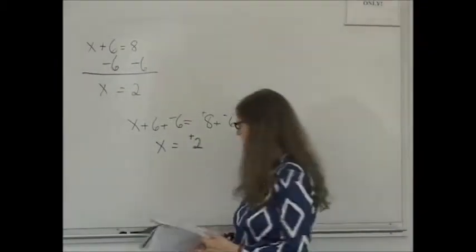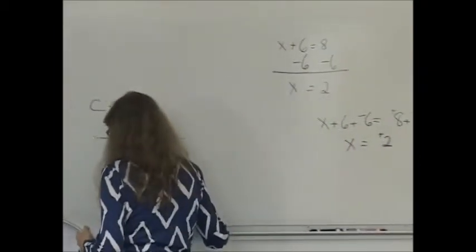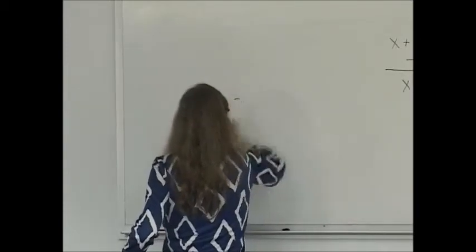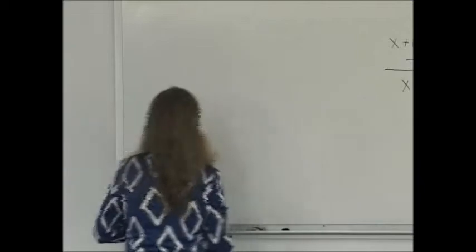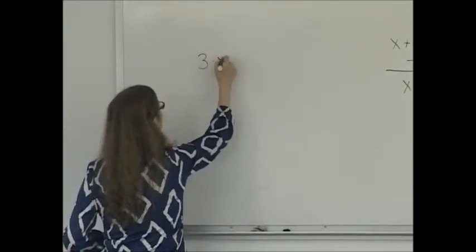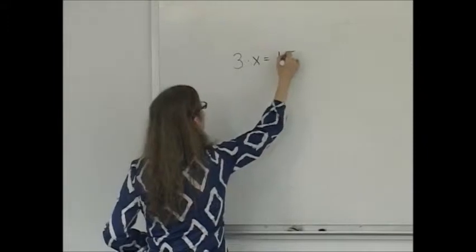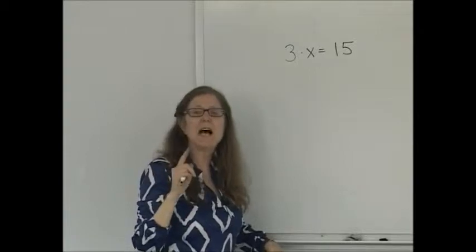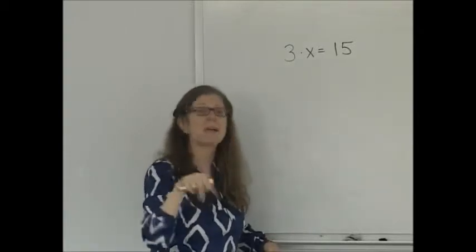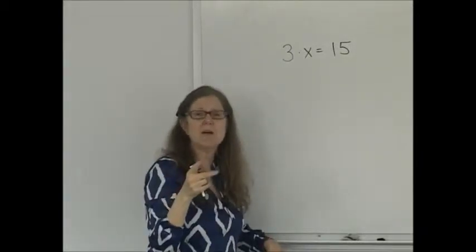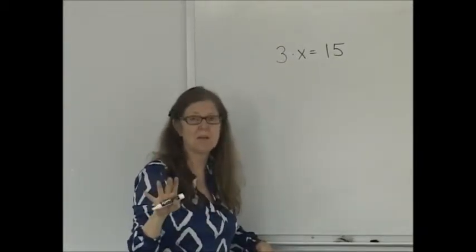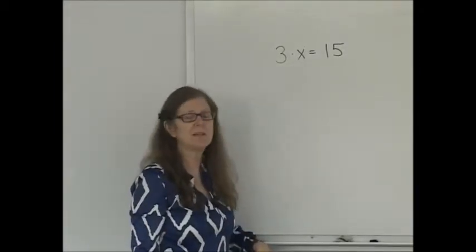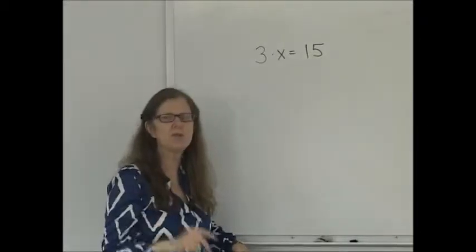Now let's look at one that's done a little bit differently. So this is telling me that 3 times x, which I could have written just 3x with no dot, because 3x is understood to mean 3 times x, is 15. Again, you can probably look at that and say x has to be 5. But suppose you didn't know that.